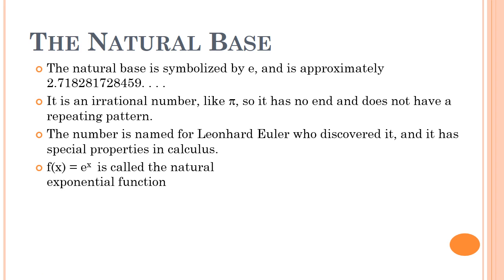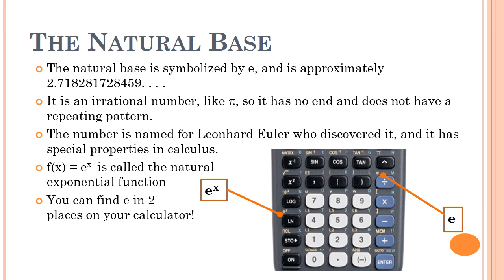F of x equals e to the x is called the natural exponential function, and you can find it in two places on your calculator. The first place is it's a second function of the ln, the natural log key. You see it there. And the second place is that it is the second function of the division key.